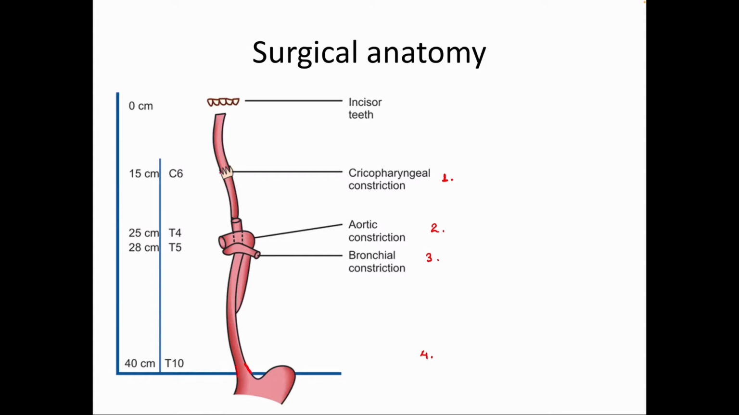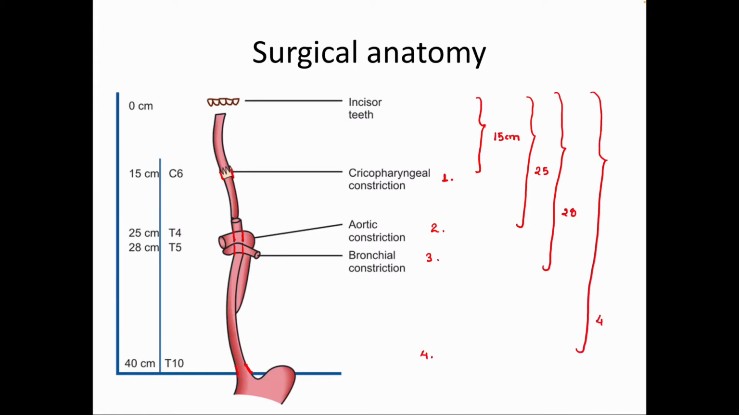Okay, so cricopharyngeal constriction, aortic constriction, bronchial constriction, and the part where the esophagus pierces the diaphragm. These are the four constrictions. They'll be asking you what is the distance of a particular constriction from the incisor teeth. Okay, so the distances are these. The first constriction is present 15 cm away, second is present 25 cm away, third is present at 28 cm away, and fourth is present at 40 cm away.